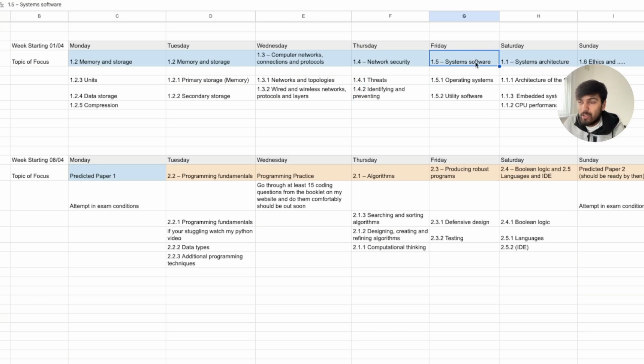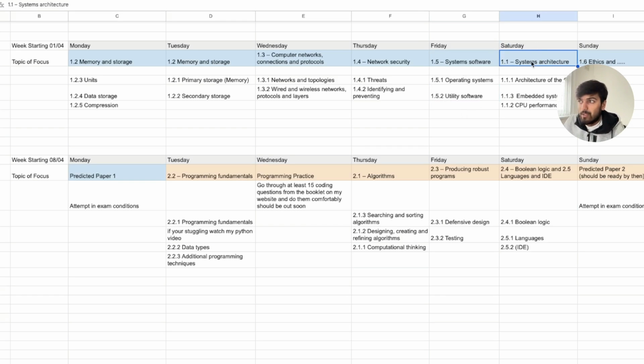Then we come on to operating systems. This is a slightly larger topic, but again, I want you to focus on the operating systems. So why is memory management necessary? And also utility software, so drivers and all of that. So Friday again should take you 1 hour to go through this.